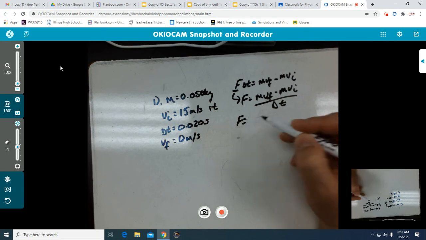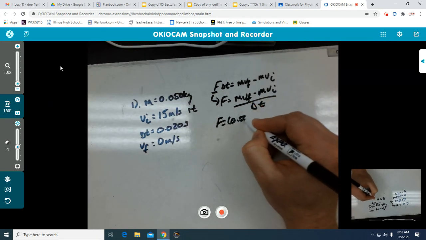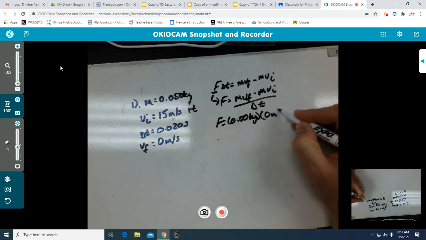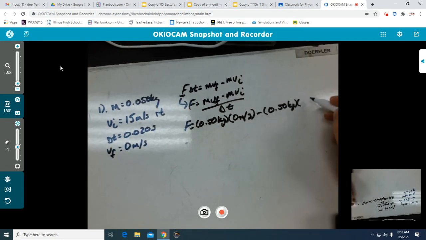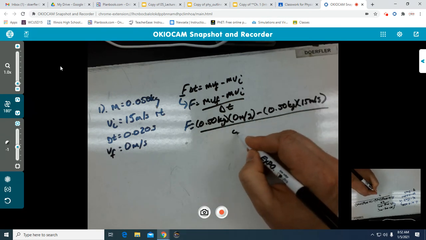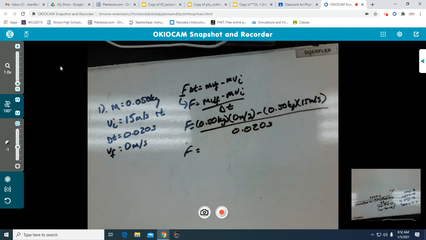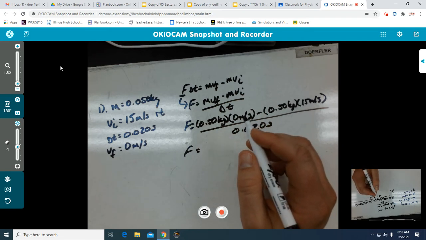And now we plug in our values. We have our mass, 0.50 kilograms. We have our final velocity, 0 meters per second, minus our mass again, 0.50 kilograms, multiplied by our initial velocity of 15 meters per second. Divide that all by 0.020 seconds. Now, if you want to pause the video and solve this yourself, feel free to do so. I'm going to go ahead and continue working here.